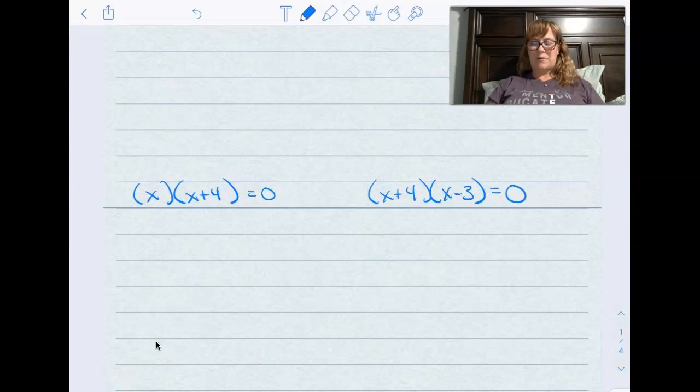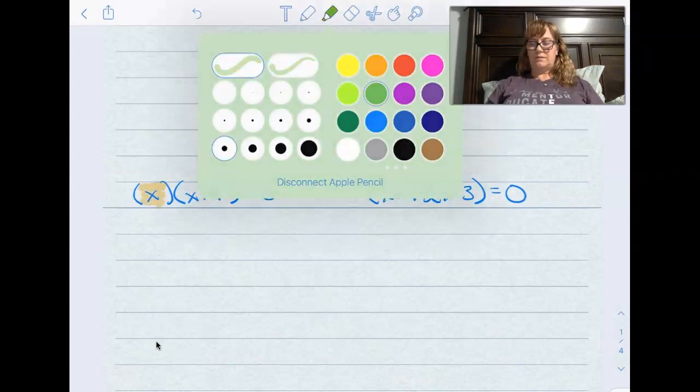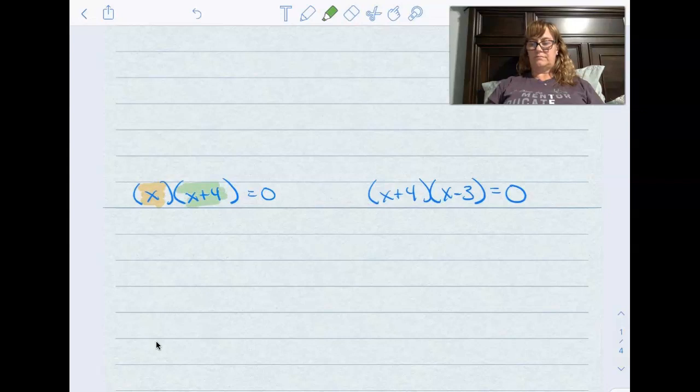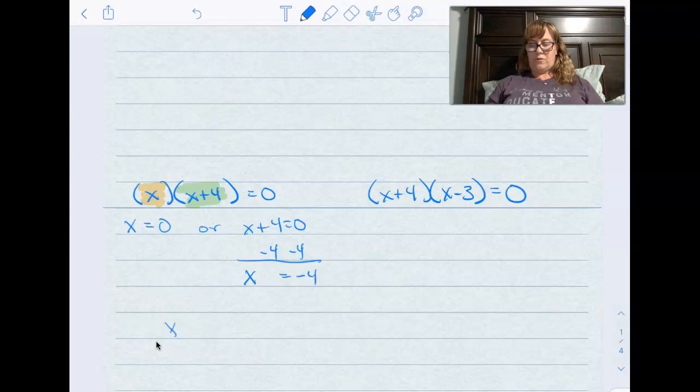Okay, let's look at how we work this. So this first one, either this equals 0 or this equals 0. So that means that x equals 0 or x plus 4 equals 0. Use your algebra here because on the other one there's nothing that you need to do. So therefore our answer comes out to x equals 0 or negative 4.